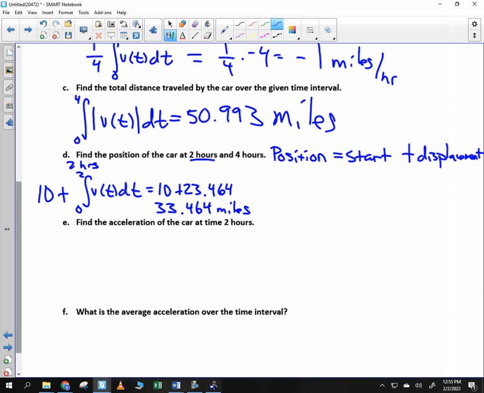The position at 4 hours. What would my expression look like? Nope. We're going to go 0 to 4. Do we already know the integral from 0 to 4 of v of t dt? What is it? Negative 4. So you have 10 plus negative 4, which is 6.